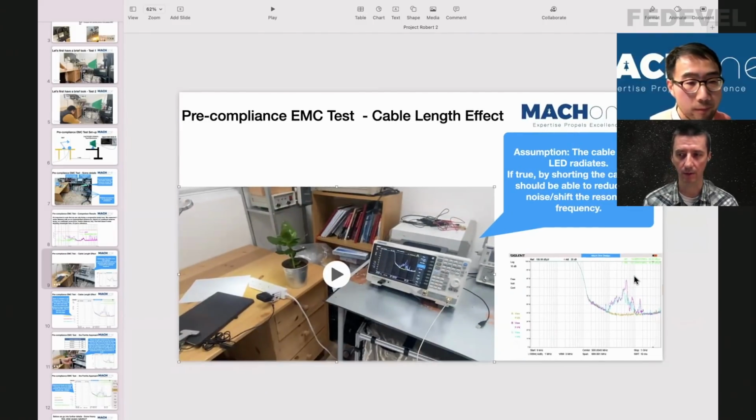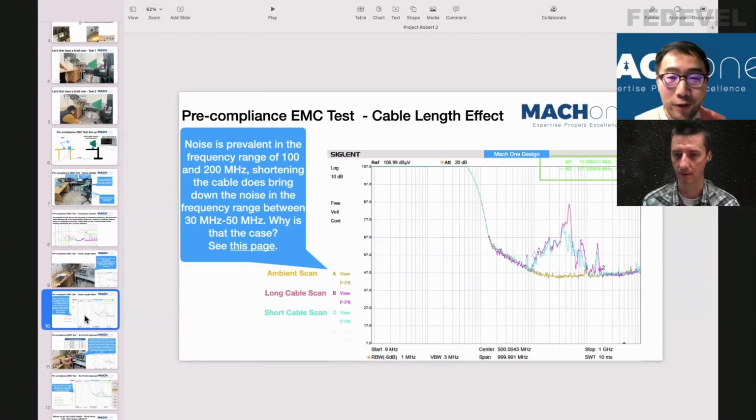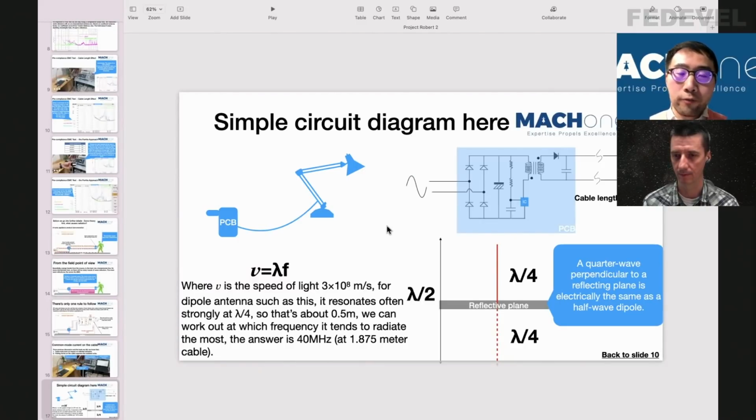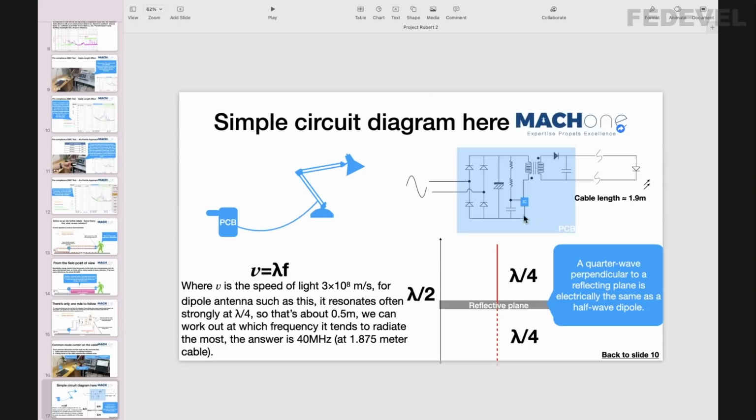And this is because the original 1.5 meter cable is a good antenna for these frequencies? Good guess, yes. So exactly as you just said, let's go to this page, where I put in more information. The electronic circuit is located on a very small PCB on the socket or plug. Then it has a long cable, about 1.9 meters long. And the lamp is basically LED diodes.